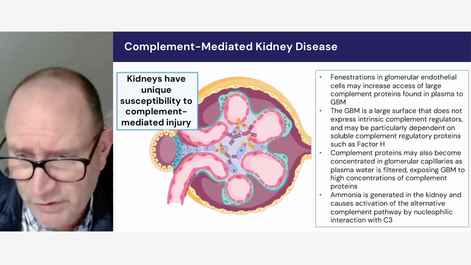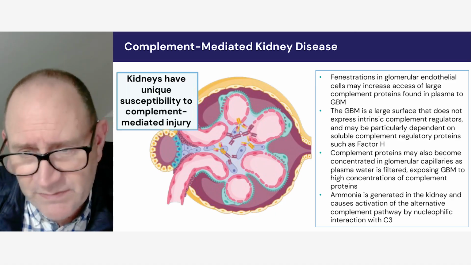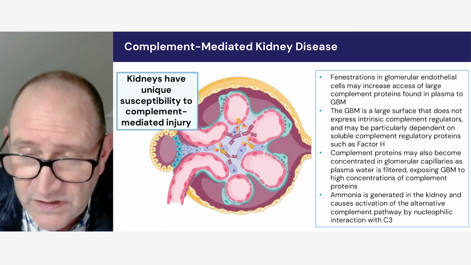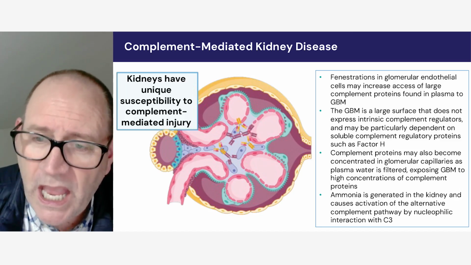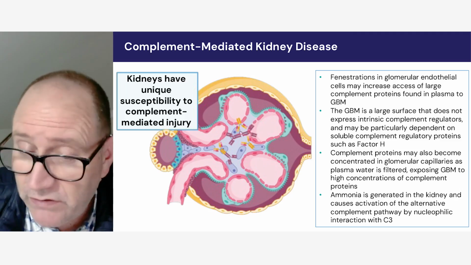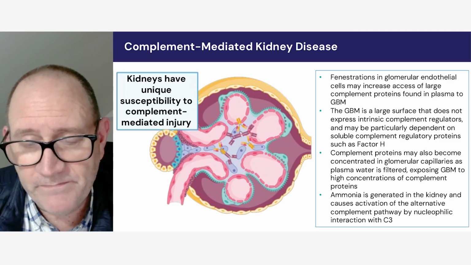There's also the possibility that actually, because of ultrafiltration, the plasma protein concentration is increased in the glomerular capillaries, making it more likely for complement activation. And the generation of ammonia in the kidney has been shown to activate the alternative complement pathway.